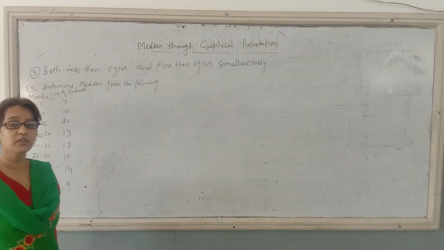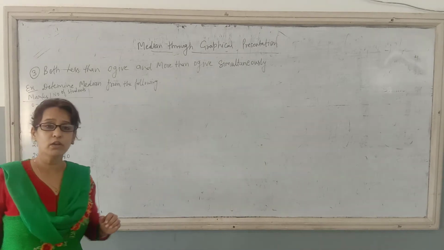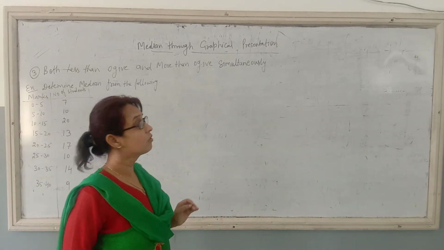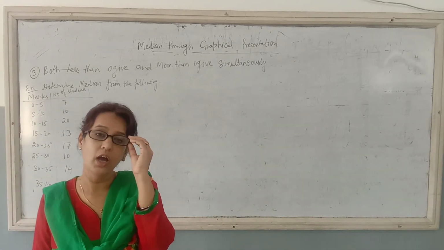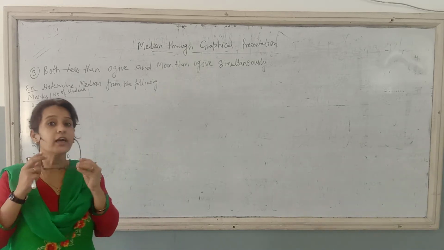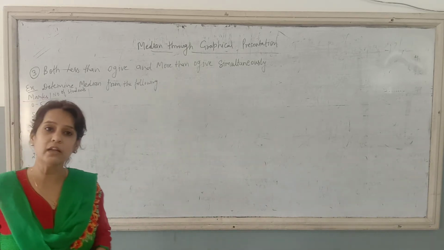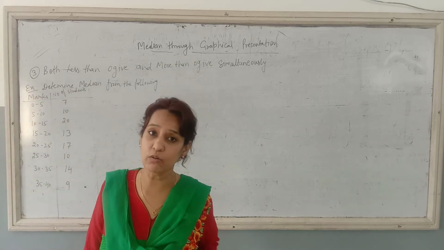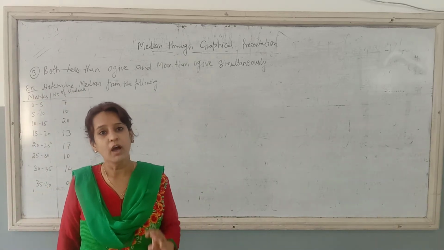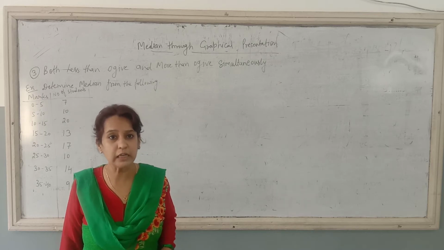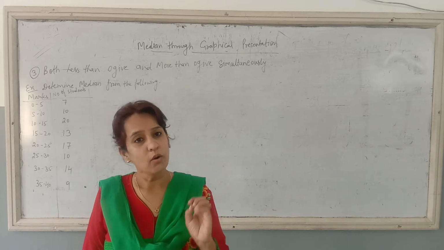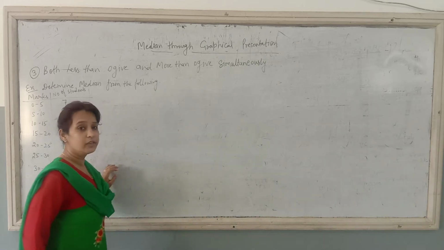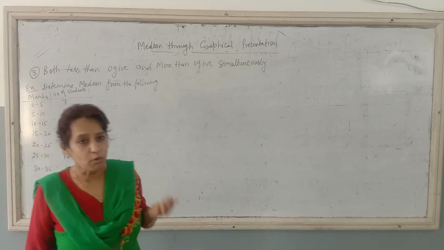Today we are going to discuss how to calculate the median through graphical representation. I told you earlier that there are three ways to calculate median through graphical representation: less than ogive, more than ogive, and both simultaneously. We have already discussed less than ogive and more than ogive.